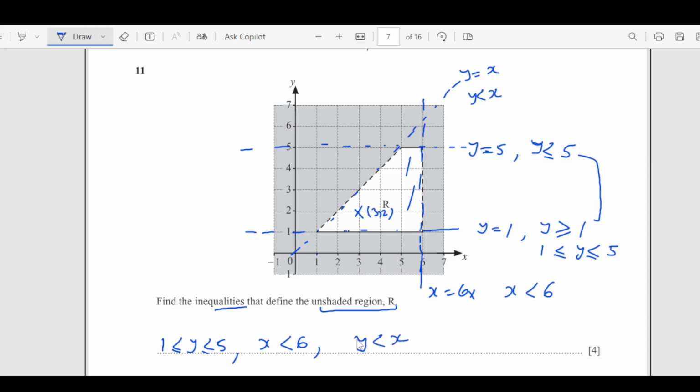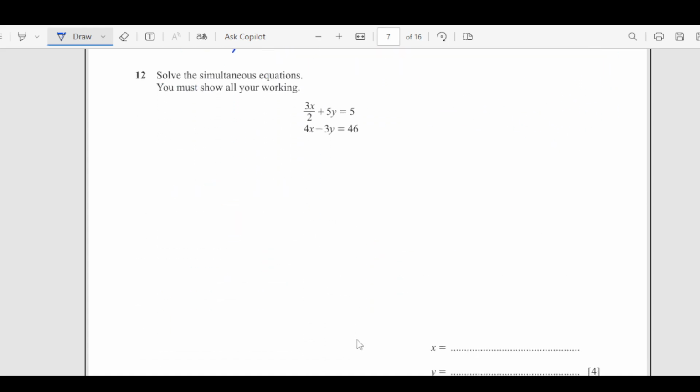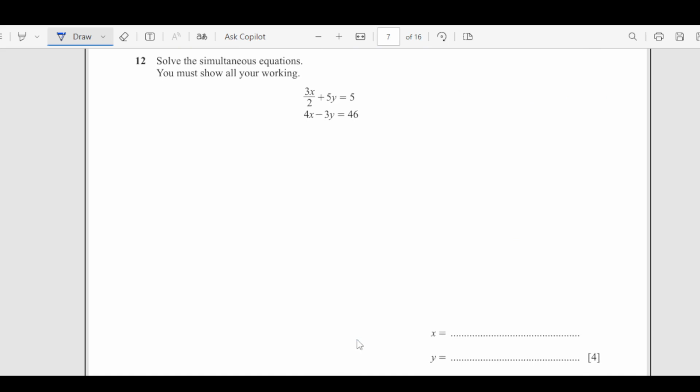So that's it for this question. Now the second one, number 12 here: solve the simultaneous equations. You must show all your working.